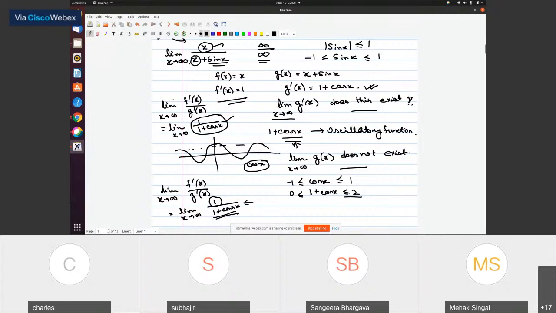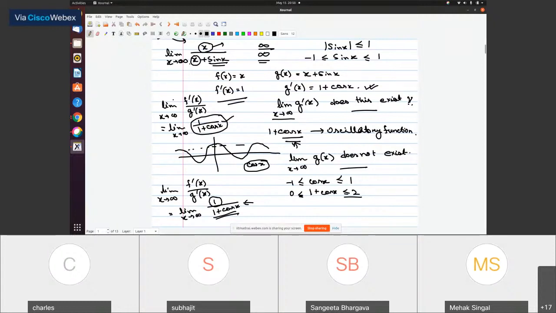Suppose the function oscillates, then can it converge to some point? So, suppose I am saying cos x. Can cos x converge to some point as x tends to infinity?